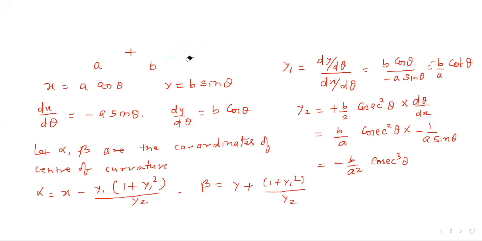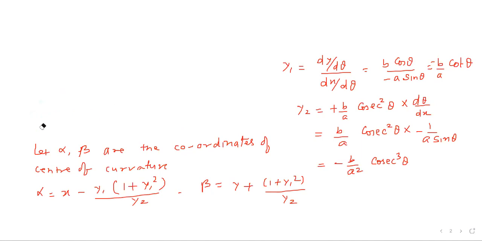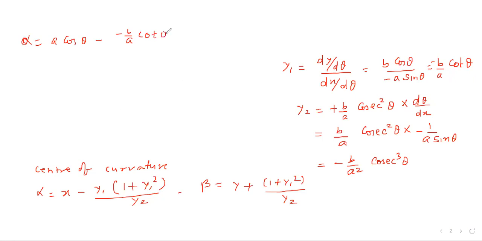Okay. So alpha equals the value of x, a cos theta, minus y1. y1 is this much, minus b upon a cot theta, times (1 + y1 square), that is b square upon a square cot square theta, divided by y2. y2 is minus b upon a square cosec cube theta.